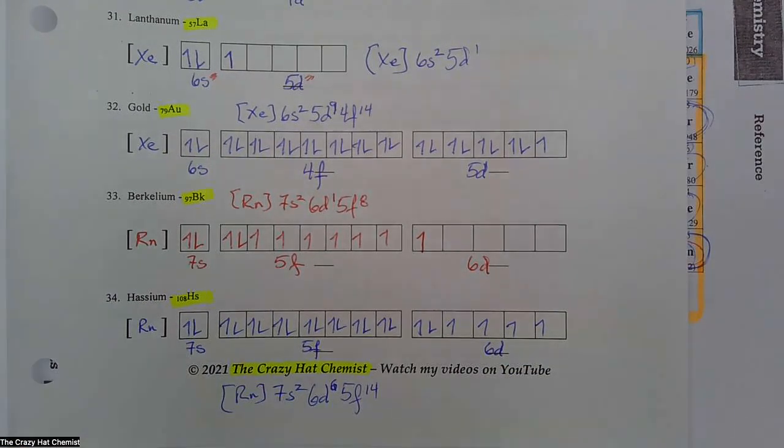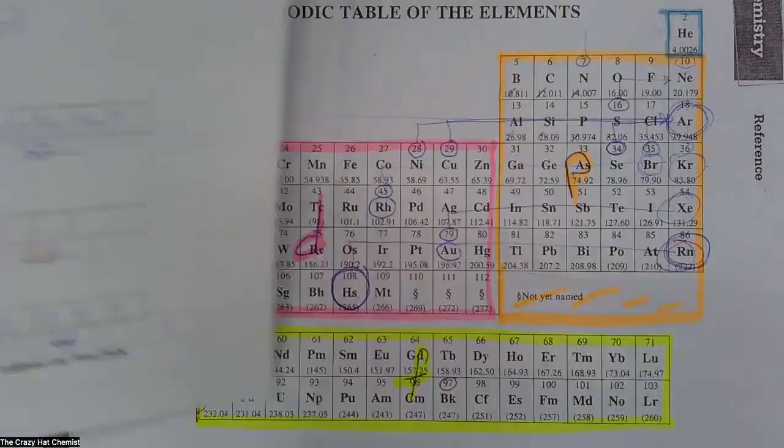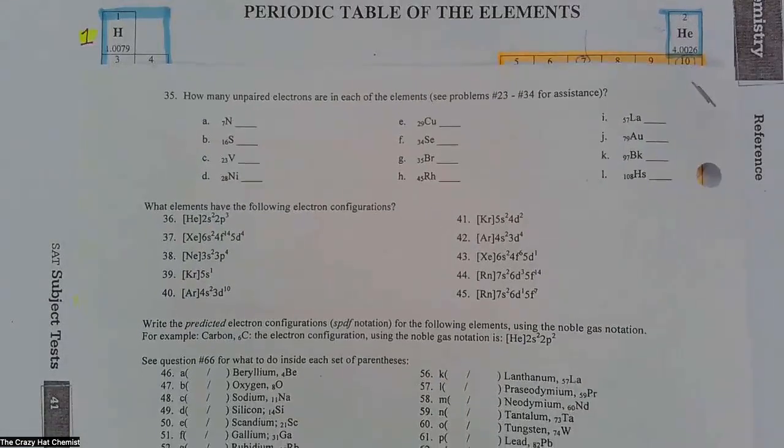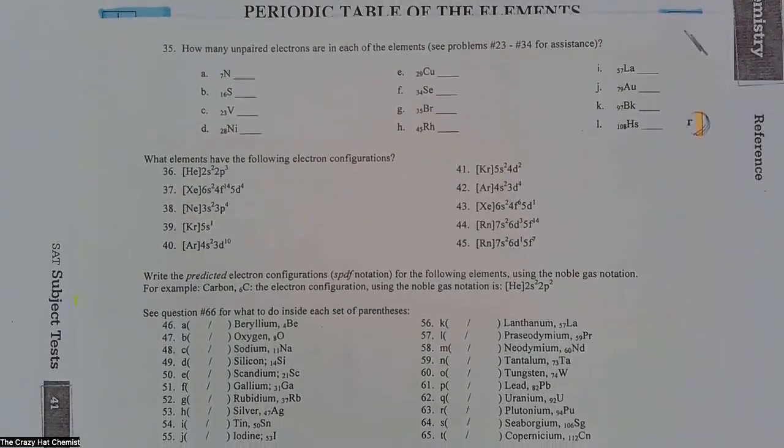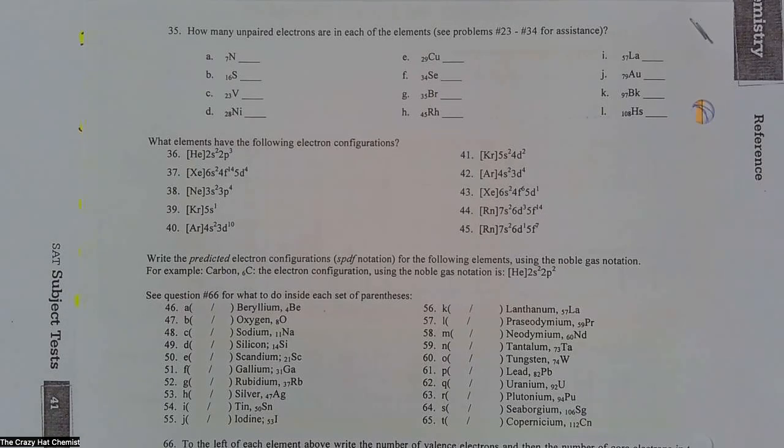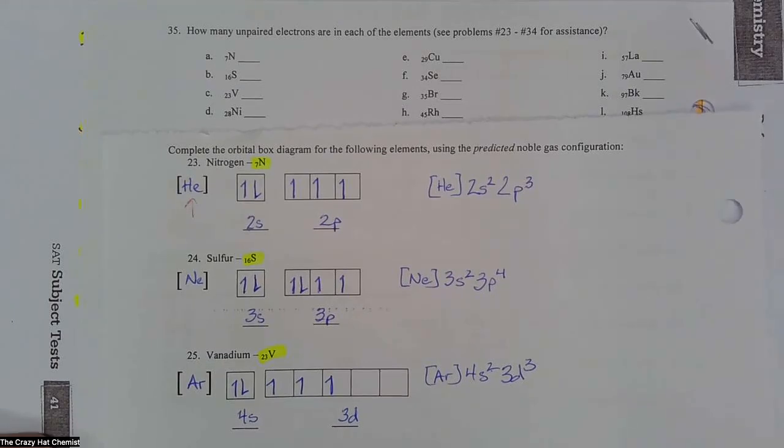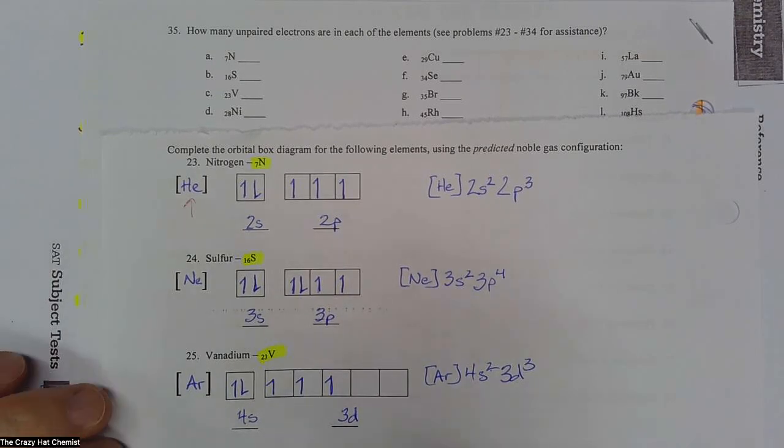Okay, now we think that we're done with this part. We are. But now we're going to do one more little tiny thing, and that is we are going to answer question number 35. Question number 35 says how many unpaired electrons are in each of the elements, and we're going to see problems 23 through 34. So what we're going to do is figure out the number of unpaired electrons. I'm going to highlight the unpaired electrons in orange in each of these cases.